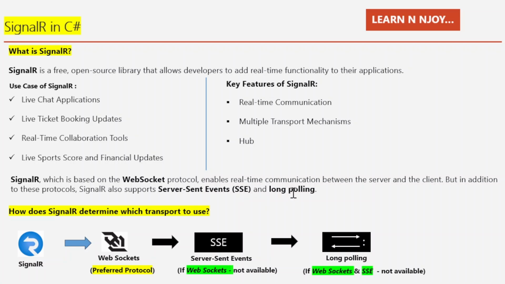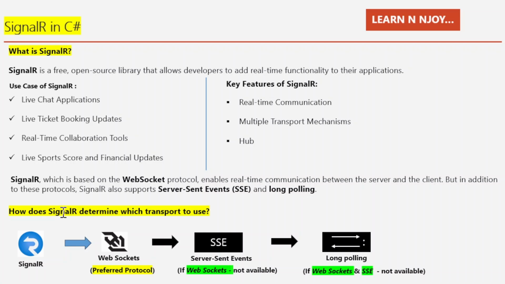Okay, whereas with long polling, what happens is the client repeatedly sends HTTP requests to the server and waits for the server to respond with new messages. This method is less efficient compared to WebSockets or SSE because it involves more overhead and may introduce higher latency.